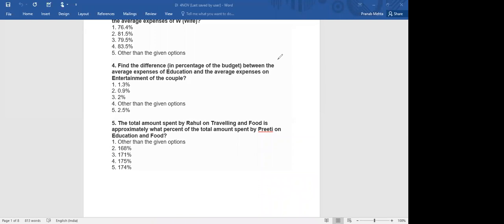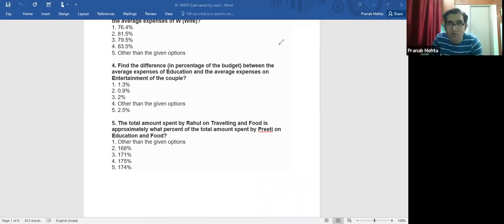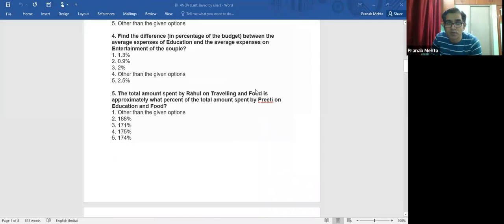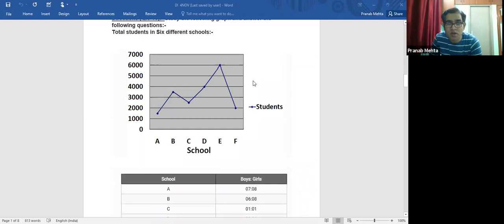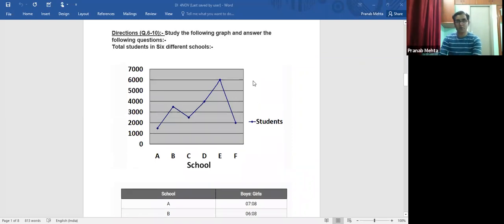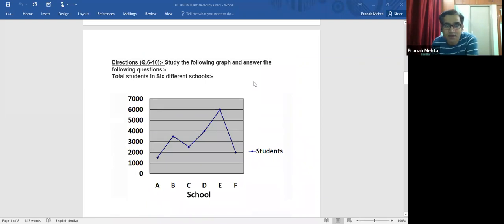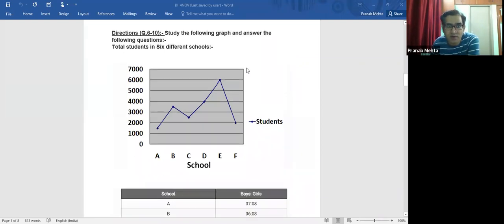No, sir. Look, we have taken 1 hour and we have done only one case, so that is the problem. If we were in the classroom, we could increase our speed. Now, we'll increase our speed here. This question should not take much time. Let us do it together. Study the following graph and answer the question. We have total students in 6 different schools, A, B, C, D, E, and F, and these are the distribution of students. In school A, we have 1,500 students. In B, we have 3,500.